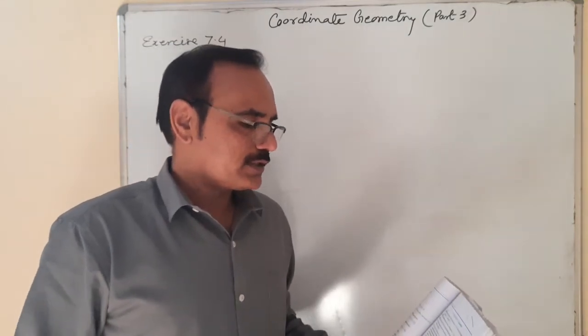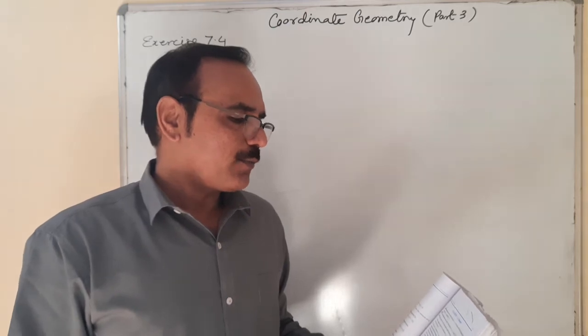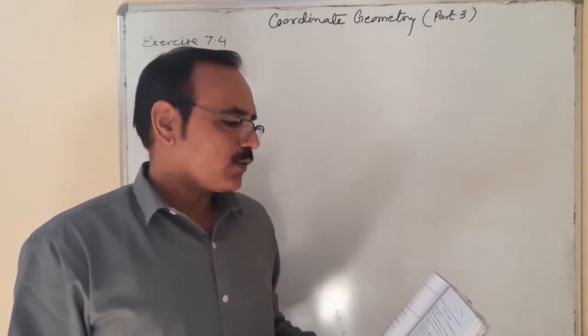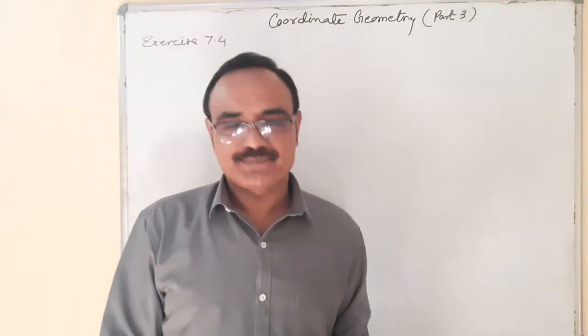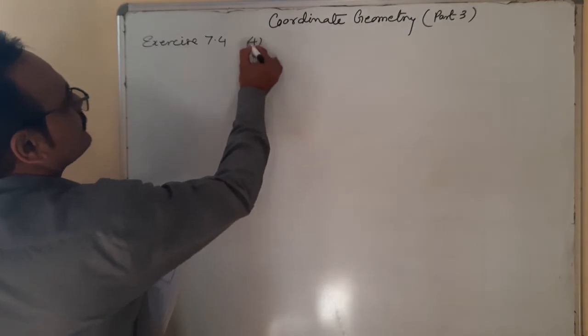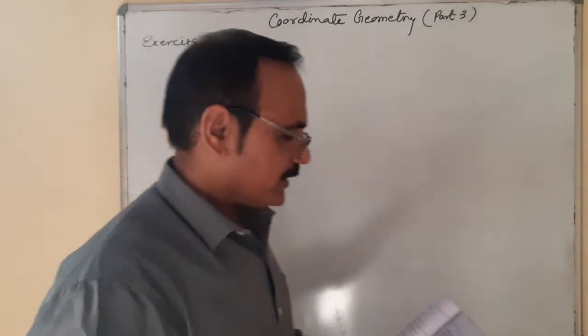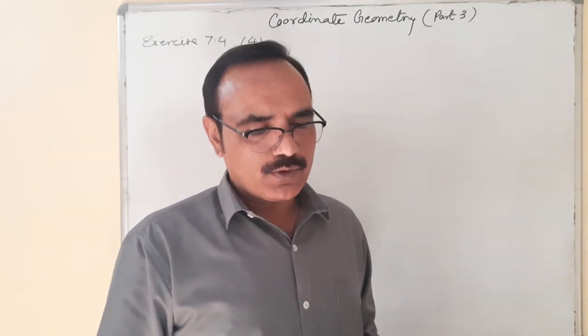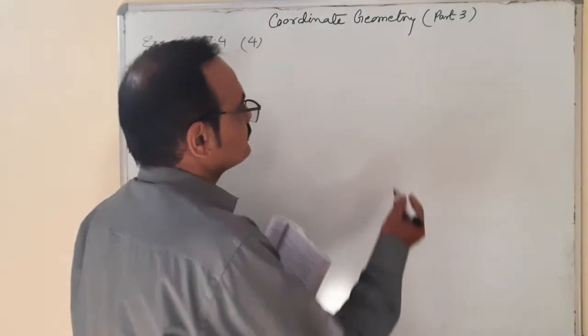I think you can solve this question. The fourth I am solving. Two opposite vertices of a square are minus 1, 2 and 3, 2. Find the coordinates of the other two vertices. So I am taking question number 4.